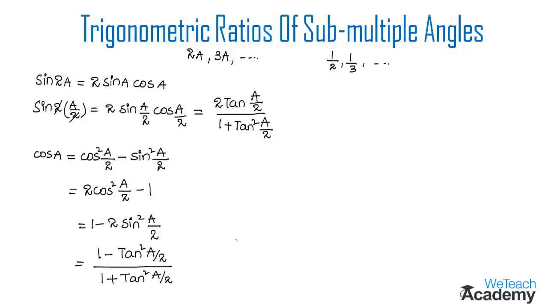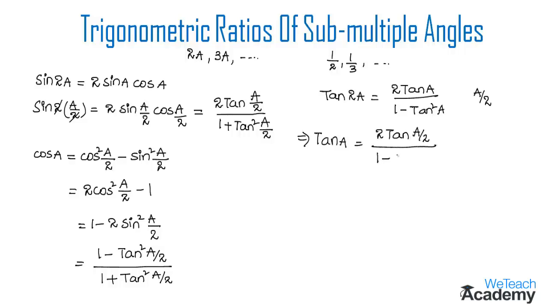And now let us try to derive the formula for tan A. So tan 2A is equal to 2 tan A by 1 minus tan square A. So in order to get the formula for the submultiple angle A by 2, let us replace A by A by 2. So by replacing, we get tan A is equal to 2 tan A by 2 divided by 1 minus tan square A by 2.